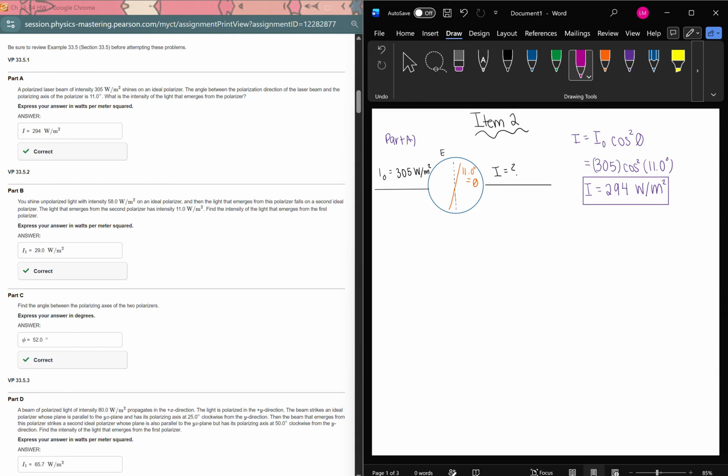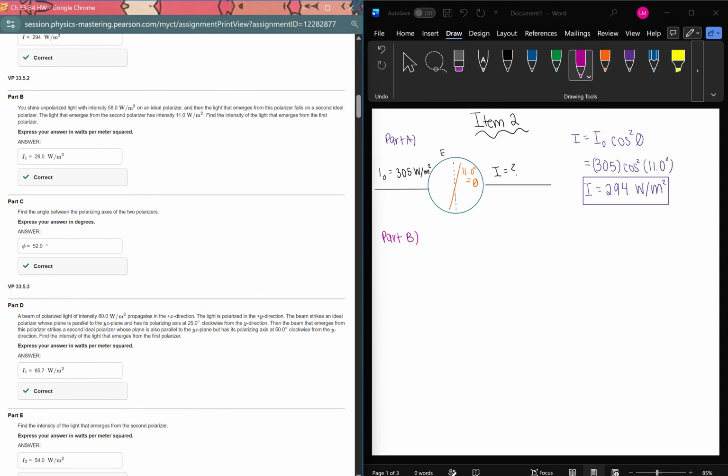Let's do part B. Okay, so part B, let's go ahead and read it. You shine unpolarized light with intensity 58.0 watts per meter squared on an ideal polarizer, and then the light that emerges from the polarizer falls on a second ideal polarizer. The light that emerges from the second polarizer has intensity 11.0 watts per meter squared. Find the intensity of the light that emerges from the first polarizer.